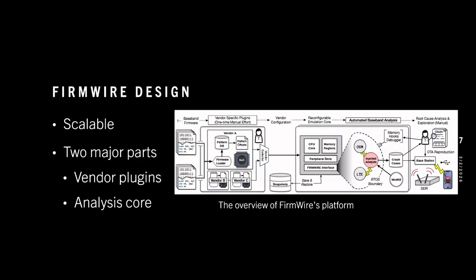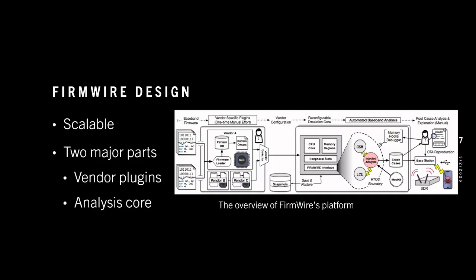Once it goes through the vendor-specific plugin, it goes to the emulation core. What that does is it runs the firmware itself. It lets the fuzzer do the automated analysis and run it, and interacts with everything else going on. When it discovers a crash, it can be output to logs and let an analyst see what happened and run it against a base station so that an actual device can be tested with it to ensure that the actual exploit exists.